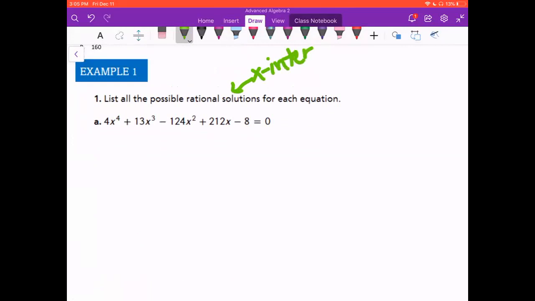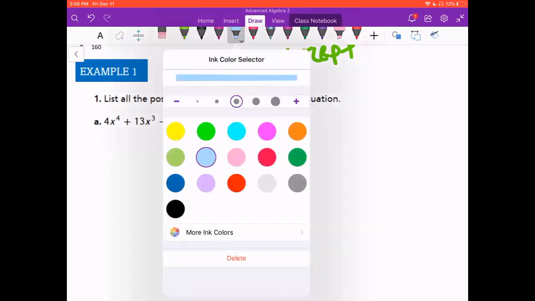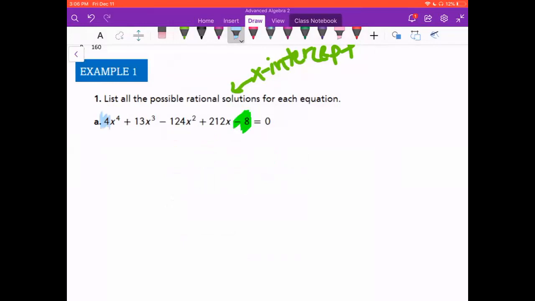So let's keep talking about graphs. So if I were to graph y equals 4x to the 4th plus 13x squared minus 124x squared plus 212x minus 8, if I were to graph that, let's list all the possible rational x-intercepts without me having to graph and look. All right, so here's what you do. You need to take the factors of, let me grab my highlighter again. We're going to take the factors of the constant term, and then we're going to divide them by the factors of the leading coefficient.